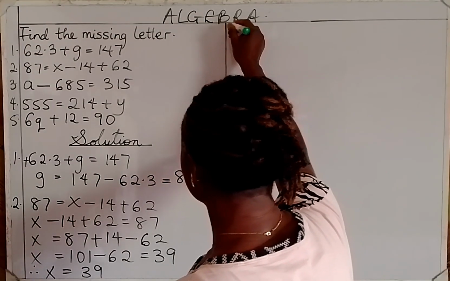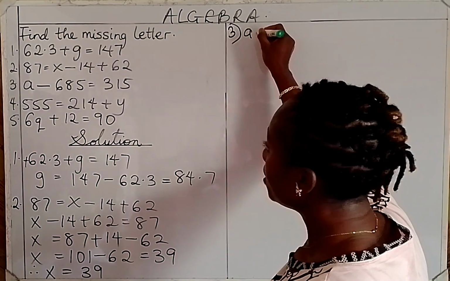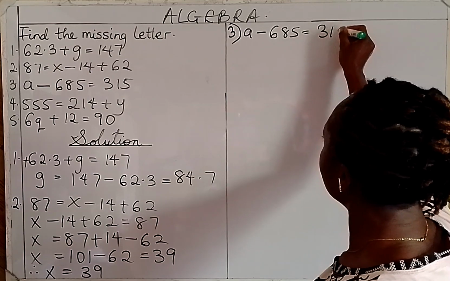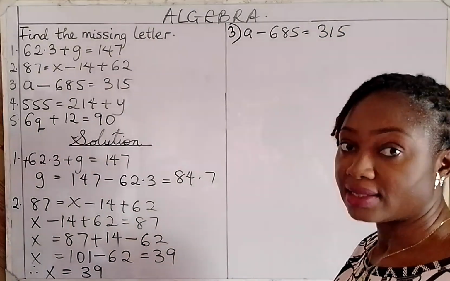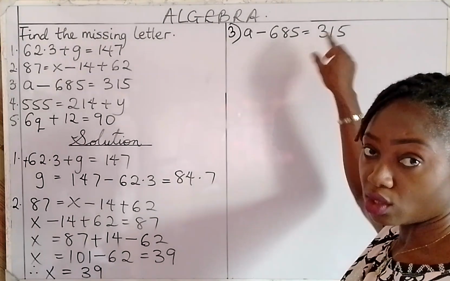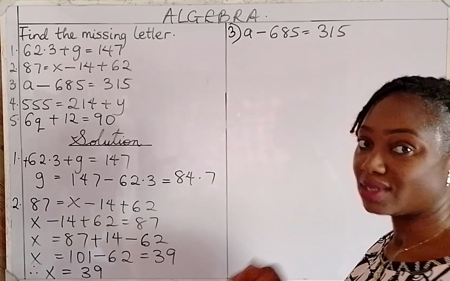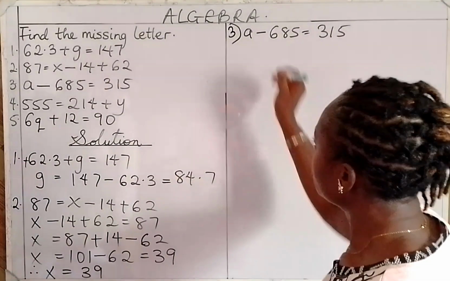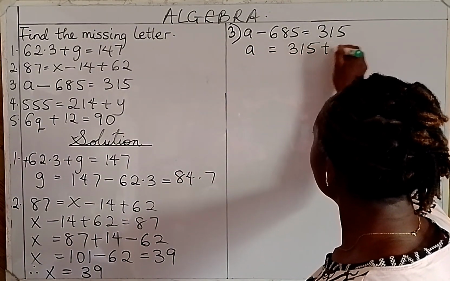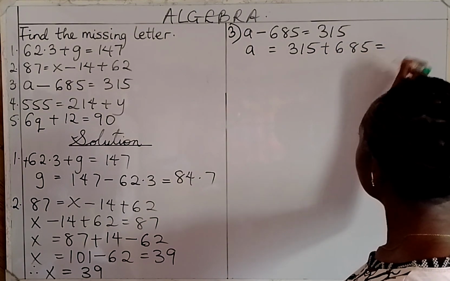Then question 3, we have a minus 685 equals 315. Now, like I said before, when the minus sign crosses the equal to sign, it becomes what? Plus. The same thing applies to what? The plus sign. When it crosses the equal to sign, it becomes minus. So here we have a equals 315 plus 685. Okay, and then our answer is what?